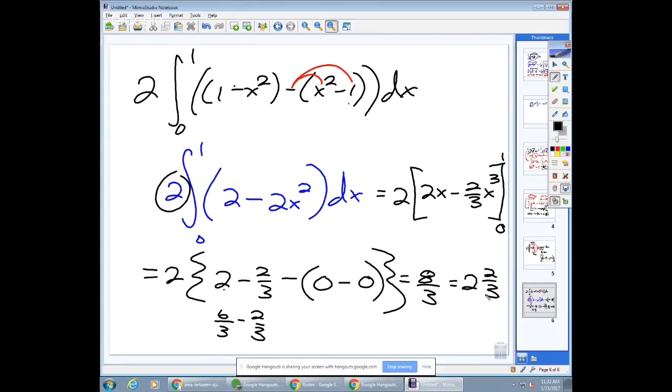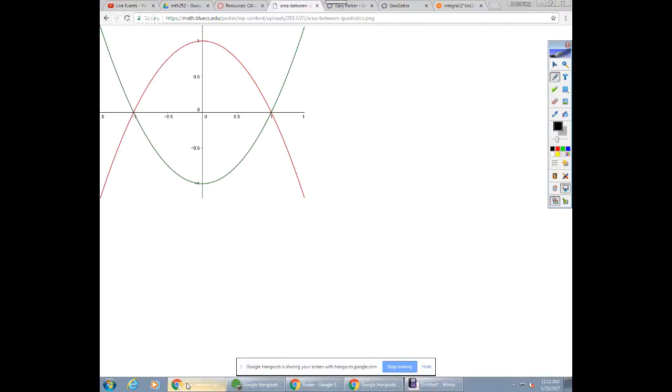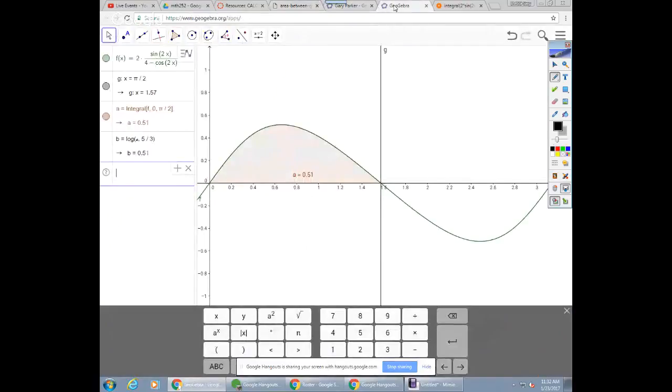Let's check. Let's ask GeoGebra what it thinks. Let's see, just looking at the picture, I wonder if we can get a hint if that's right. Well, imagine that if we have a square that's 1 by 1, it's 1 square area. So this is smaller than 1, 2, 3, 4. We get an answer that's smaller than 4. Okay, so reasonable.